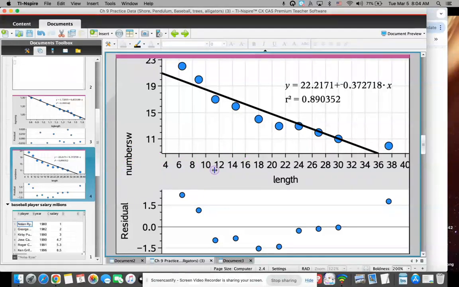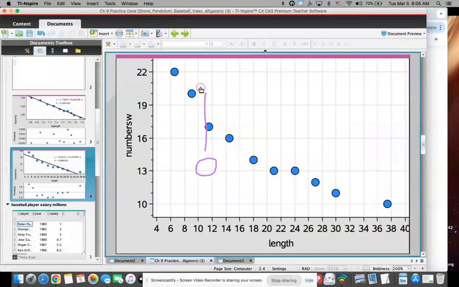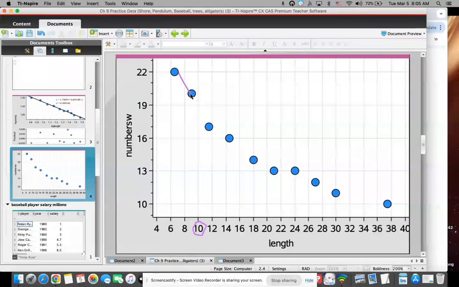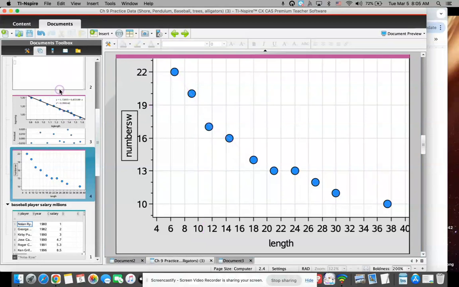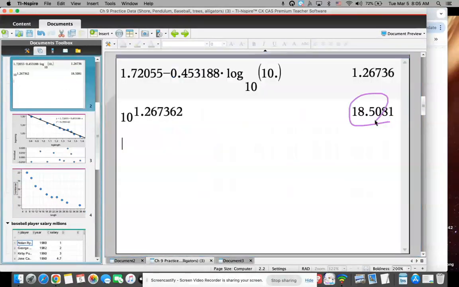Okay, so this is my original graph, my original data. You can see 10, we made a prediction for 10. And if you follow that up, I'm not going to the line. Actually, let me get rid of the line. So if I look at 10, if I look at that curve pattern, I'm expecting a prediction right around 19, maybe a little less, right? Well, that's what we got, doesn't it? Yeah, we got 18.5 for our prediction of 10.